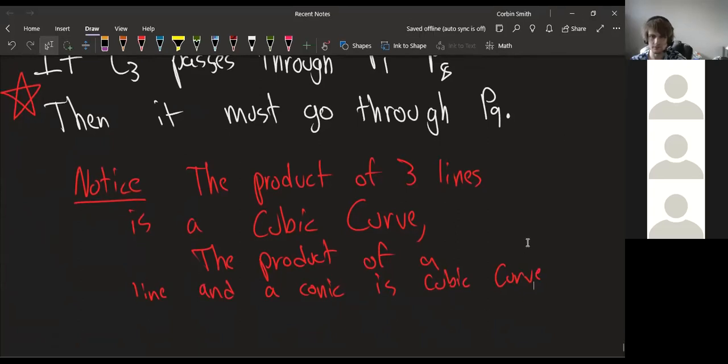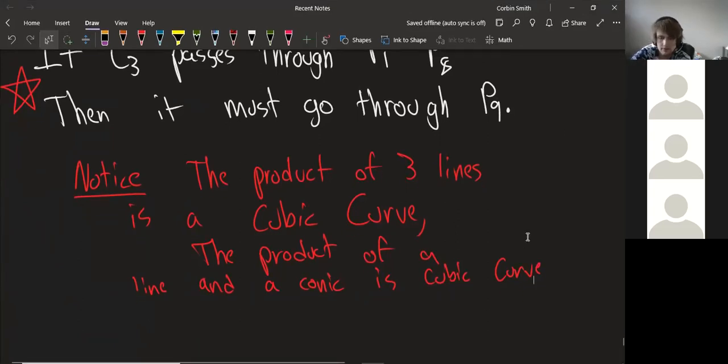Wait, does it mean if cubic 3 passes through all of 1 through 8 or just any one of them? It has to pass through all 1 through 8. Okay.